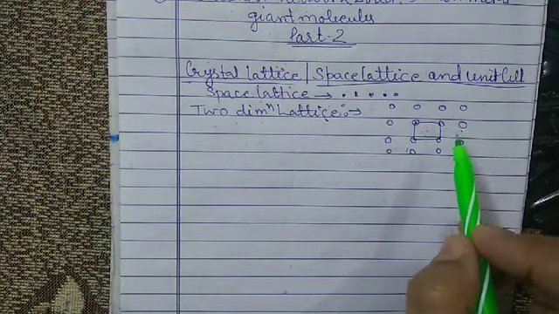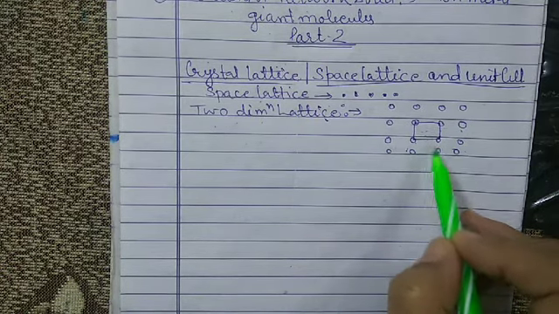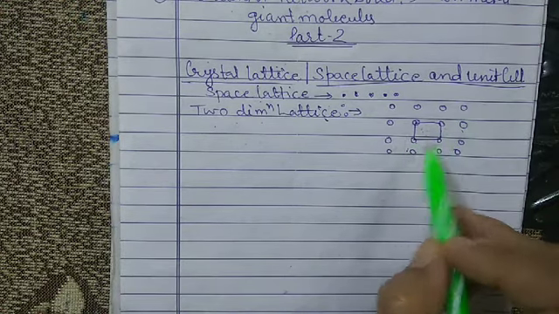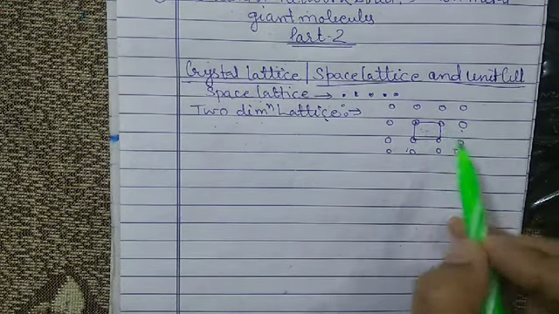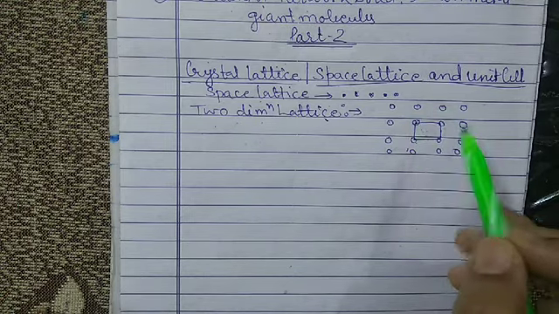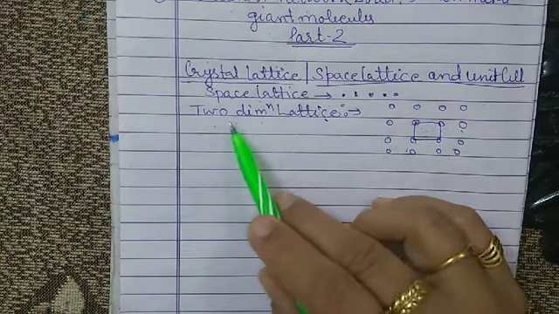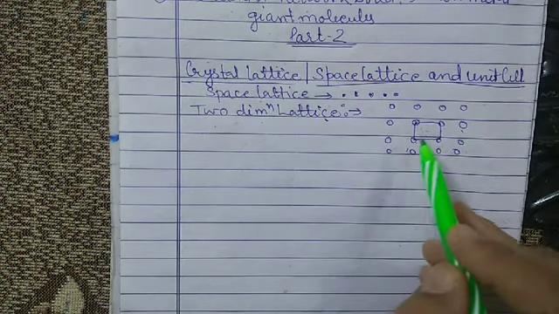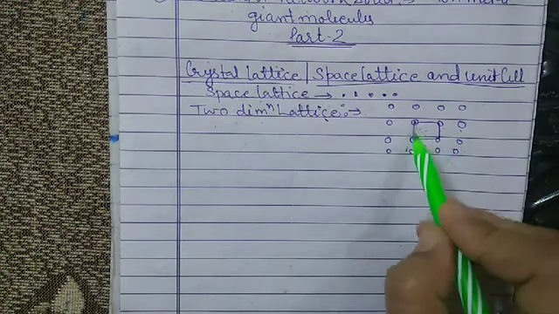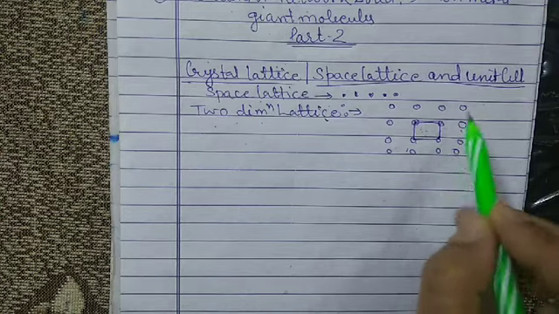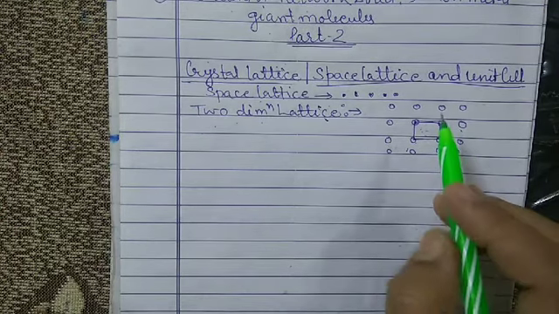Now for example, we select 4 points in the two-dimensional lattice and connect them to each other in such a way as to form a parallelogram. That type of lattice is known as the parallelogram two-dimensional lattice. And this small part is known as the unit cell. This is a case of a square two-dimensional lattice.